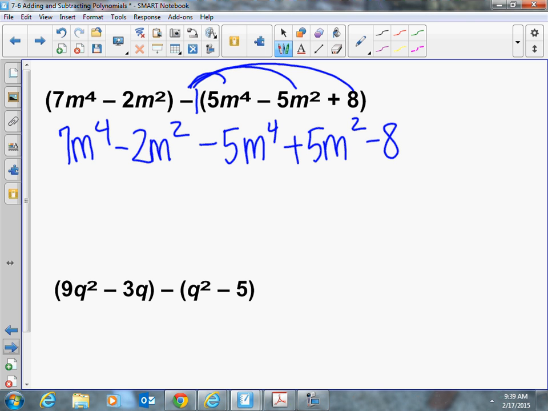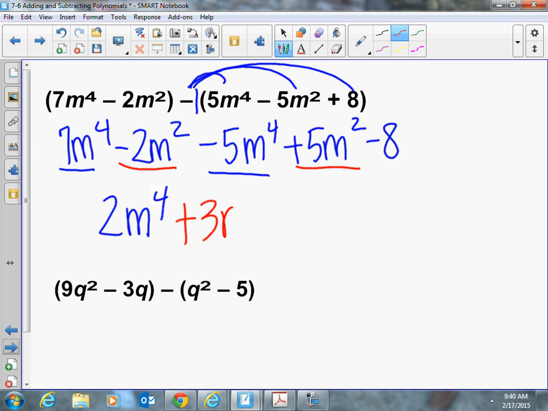Now simply combine your like terms. I'm going to do this quickly because I think you guys probably have the hang of it. 7m to the 4th minus 5m to the 4th is 2m to the 4th. That's my largest exponent. That's why I started with that one. Negative 2m squared plus 5m squared. That's plus 3m squared. Last but not least, I don't have any m's. So next would be my constant, my minus 8.